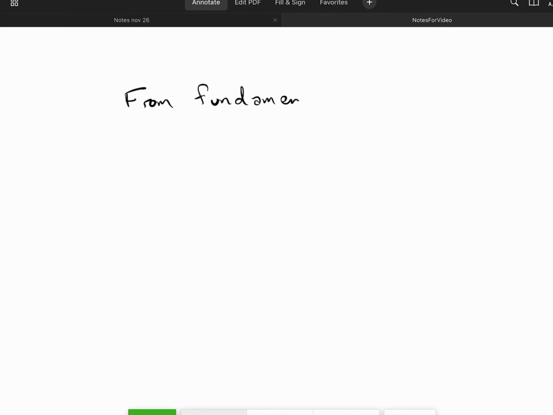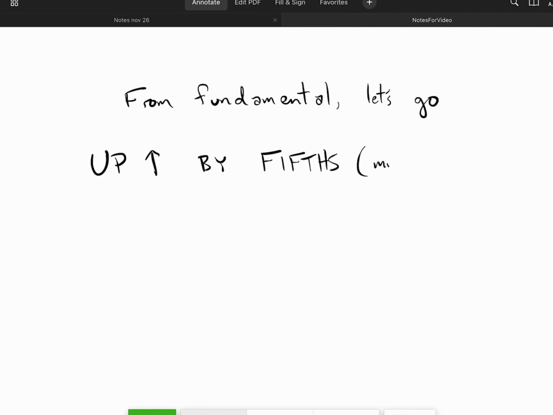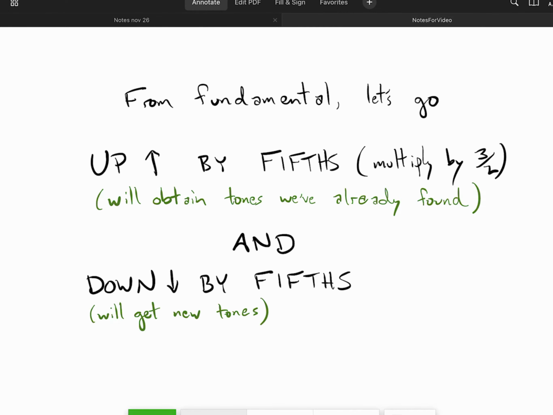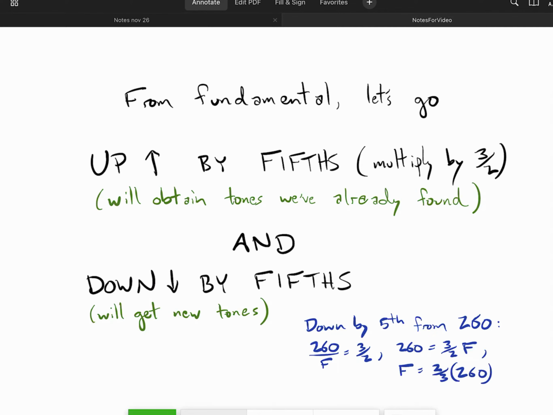Let's adjust our procedure just a little. Instead of only going up from a fundamental, let's also go down. By going up, we'll obtain tones that we already have, but by going down, we'll get some new tones. To go down from a fundamental of, say, 260 Hz, we need a frequency f such that the ratio of 260 to f is 3 to 2. In other words, f is 2/3 times 260. So going down by fifths amounts to multiplying by 2/3.